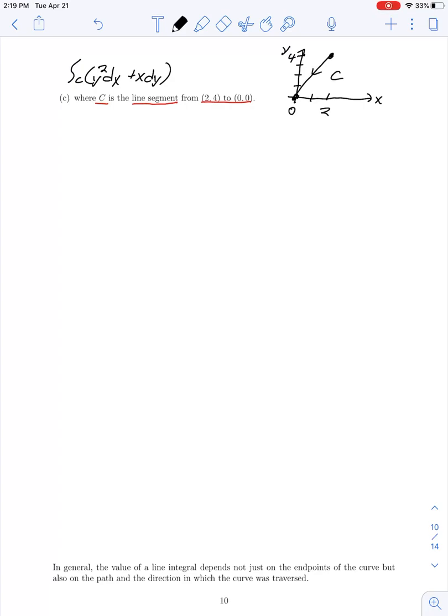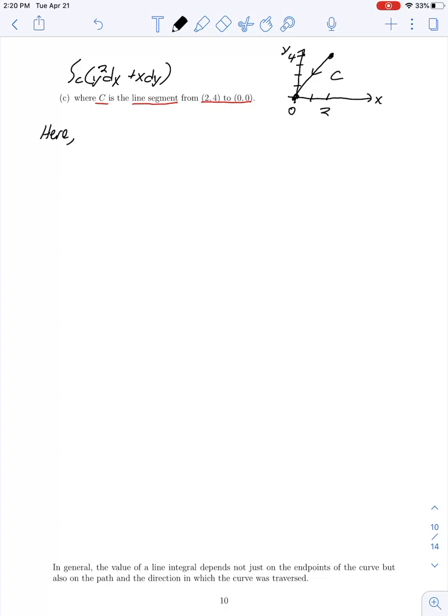So it is the same curve that we were considering in part A, but traversed in the opposite direction. So we ask ourselves, well, is this going to affect our answer? In order to address that, we need to find parametric equations for this curve. Now here, our direction vector for this line, well, we're moving from (2, 4) to (0, 0). So our direction vector would be (-2, -4).